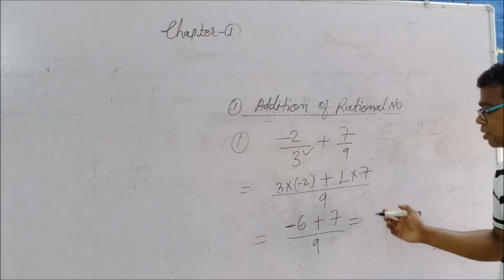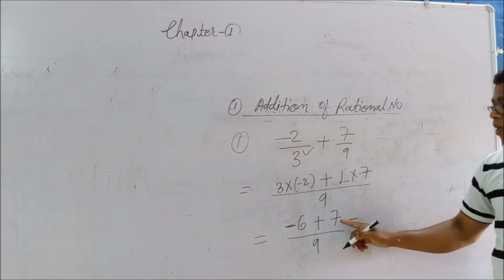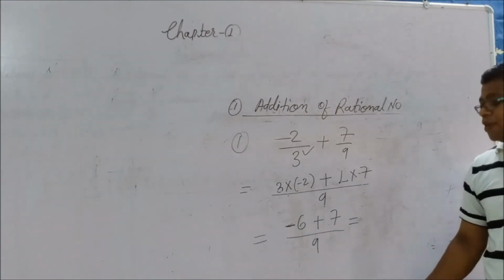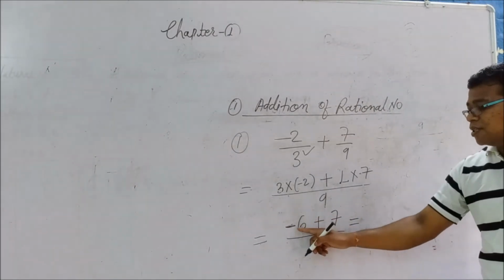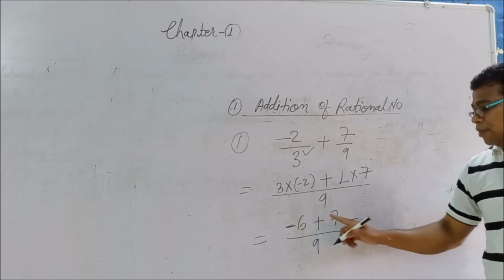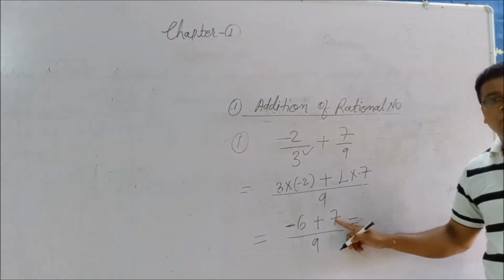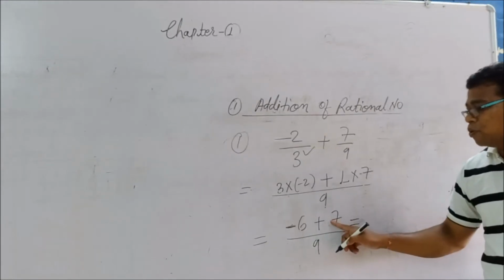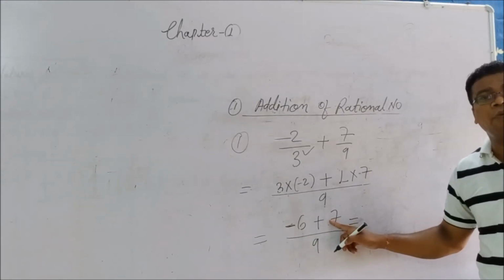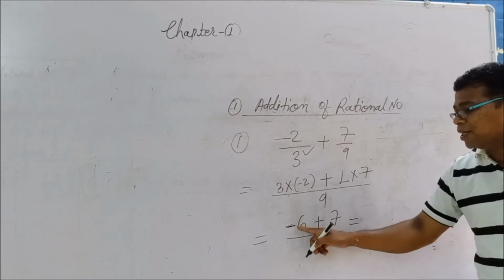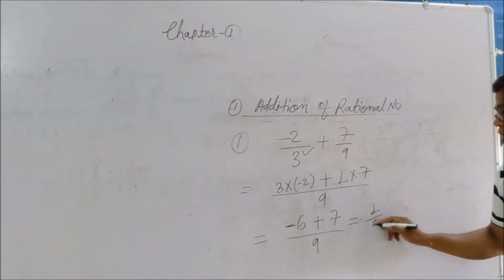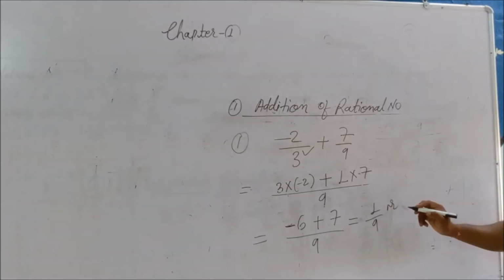And after that see, minus 6 plus 7. Again, most of the students face difficulty here. So see, this is the negative integer minus 6. This is the positive integer plus 7. So what will the operation be right now? The final operation will be subtraction, because a negative and a positive integer are always subtracted from each other. So plus 7 minus 6 will give me the answer plus 1. So plus 1 upon 9 will be my final answer.